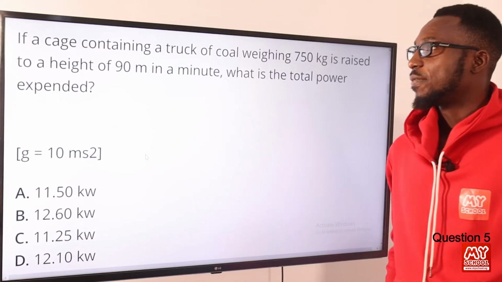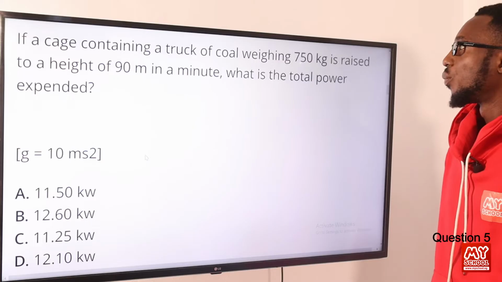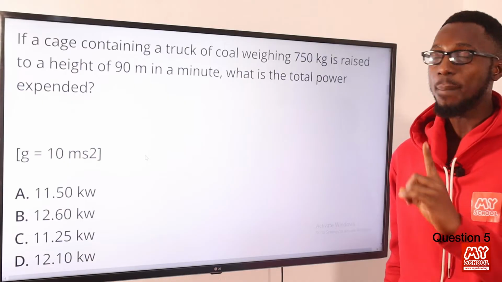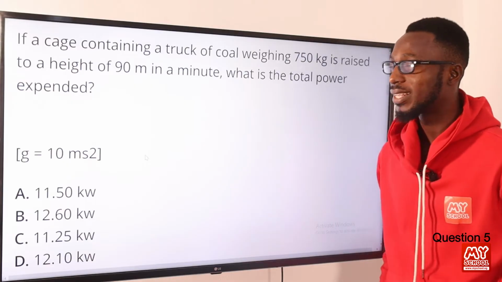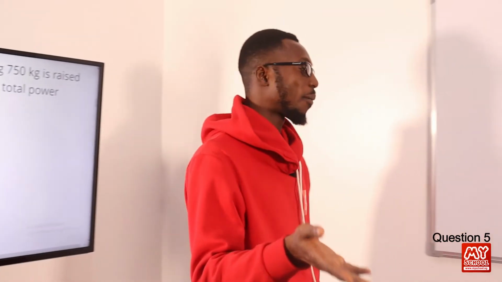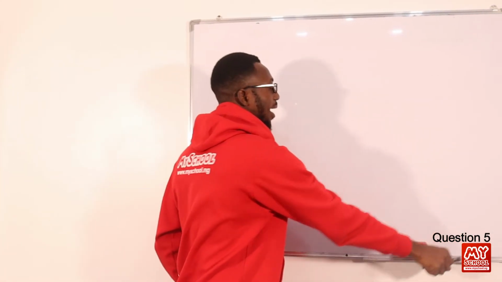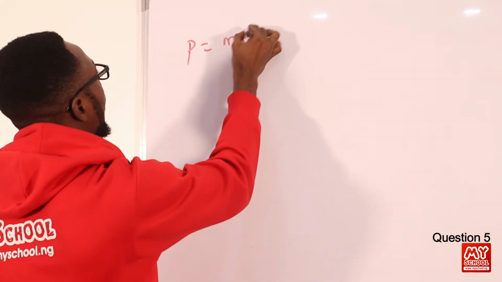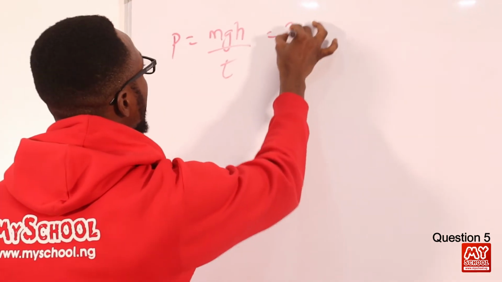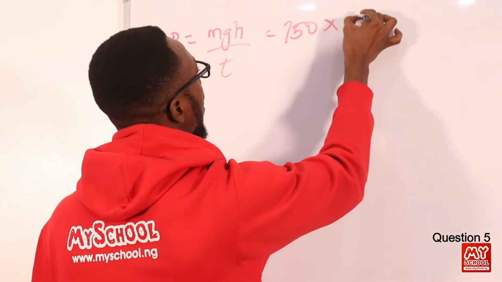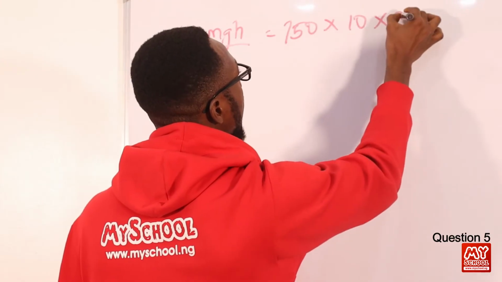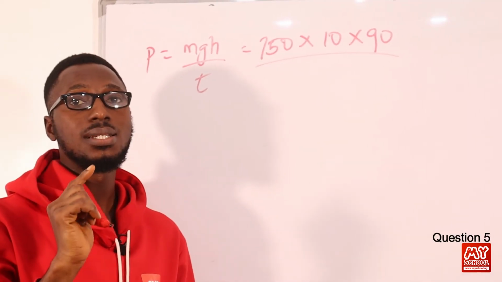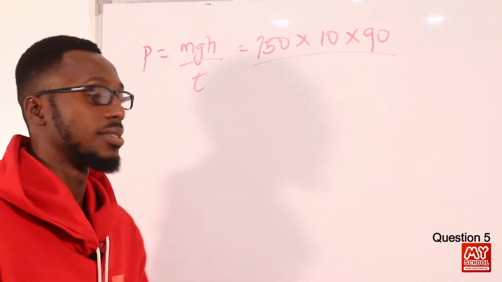Question 5. If a cage containing a truck of coal weighing 750 kg is raised to a height of 90 meters in a minute, what is the total power expended? All right, so we're just going to use the formula P, that is P for power, mass times gravity times height over time taken. The mass given is 750. Acceleration due to gravity, that is 10. Then the height is 90. The time taken is actually in a minute, and that is 1 minute. 1 minute equals 60 seconds.